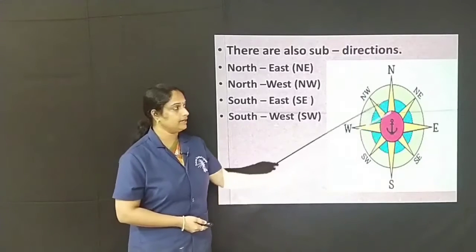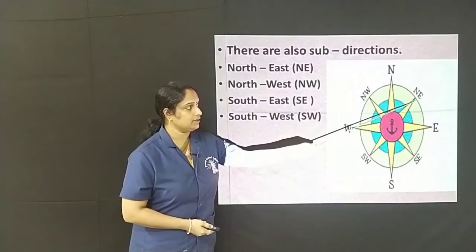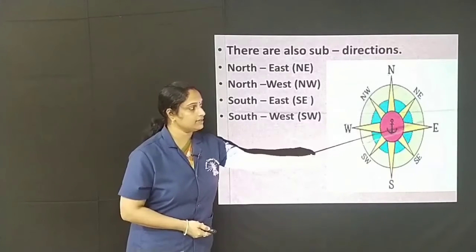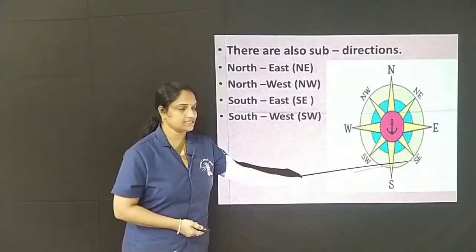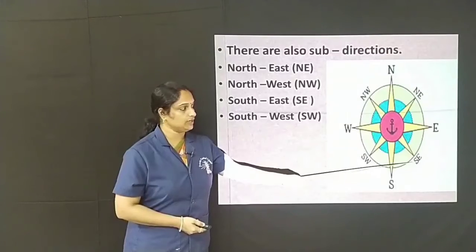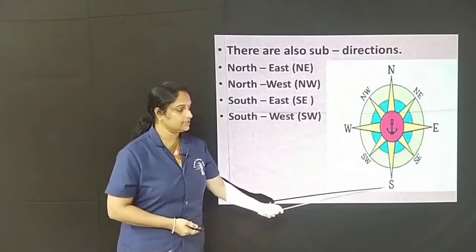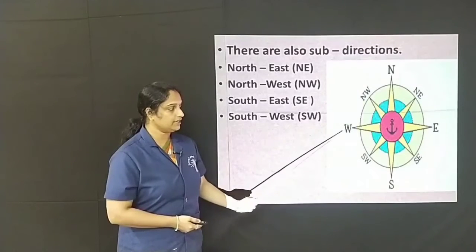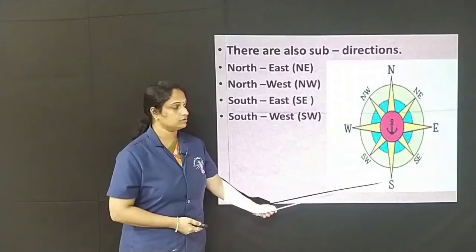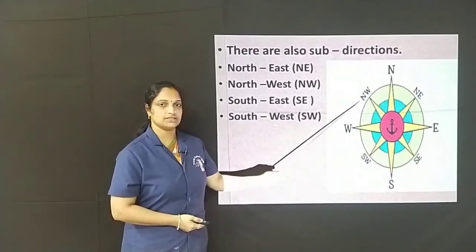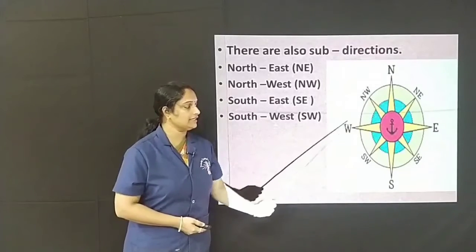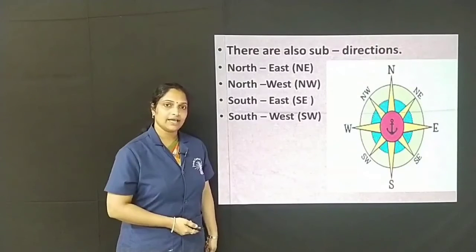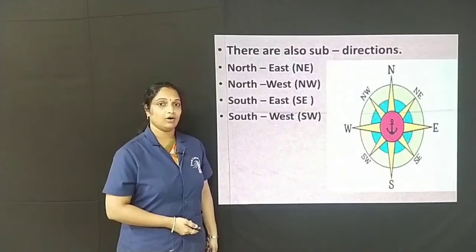For example, the northeast direction lies between the main directions, the north and the east. Then the southeast direction lies in between the east and the south. The southwest sub-direction lies in between the west and the south. The northwest sub-direction lies in between the north and the west. So these 4 important sub-directions we can study on a map.